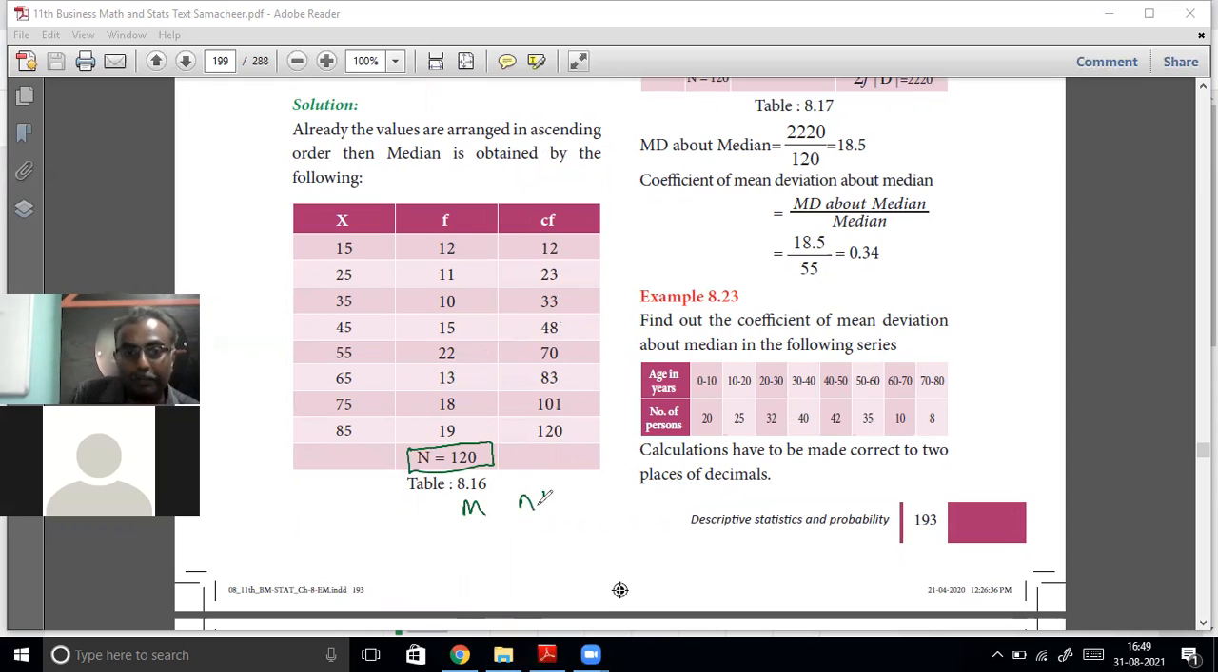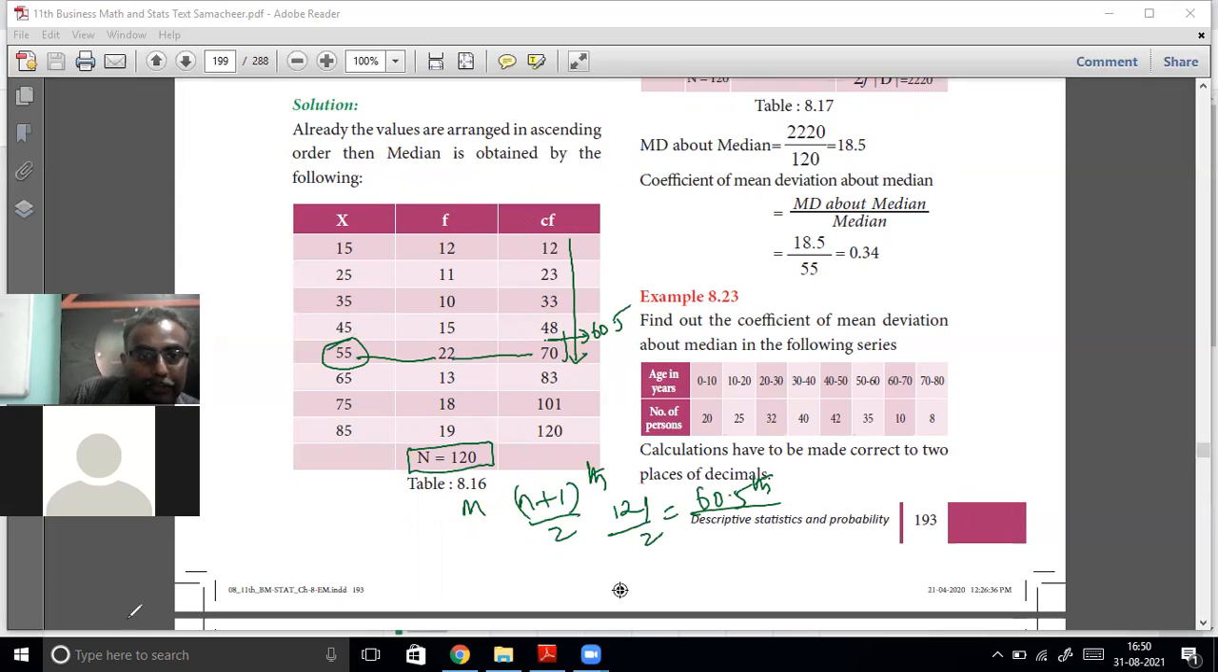Median is equal to (n plus 1) by 2th value. So 121 by 2 is equal to 60.5th value. The 60.5th value, we have to look at where it is, going down. The 60.5th value is somewhere here, between 48 and 70. So we have to take this range, 55. Here the value of x is 55. So median is equal to 55. First step is over. Median is now 55, you have found it out.